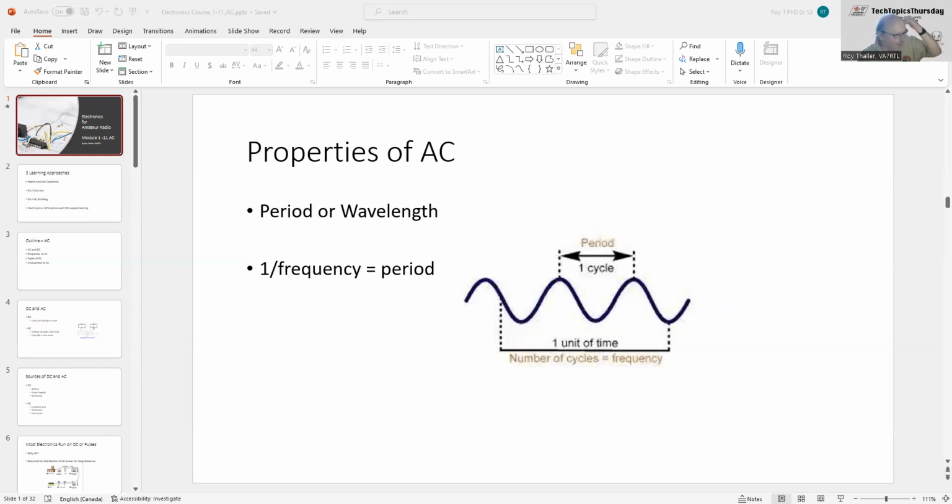So we have a number of cycles per second, which is the frequency, and then we can take the reciprocal of that, which gives you the period. So how long does it take for one cycle? And this we use for our band plans and frequencies, which we'll cover next week, and go into more detail on how it relates to amateur radio.